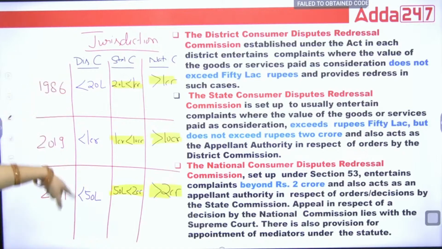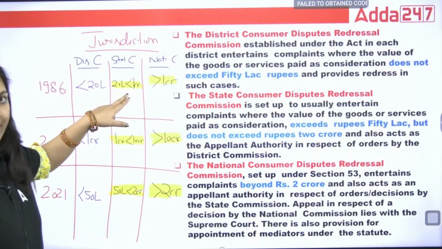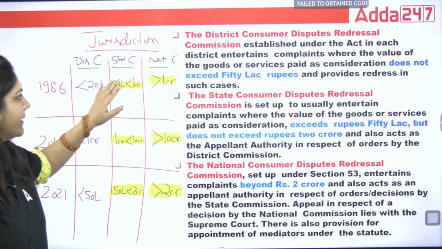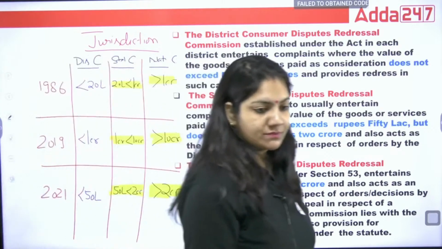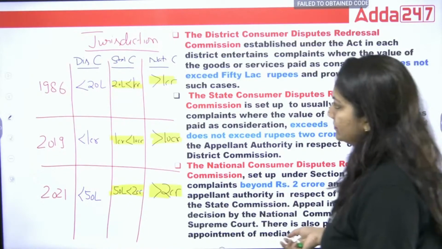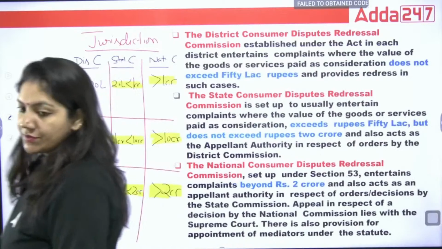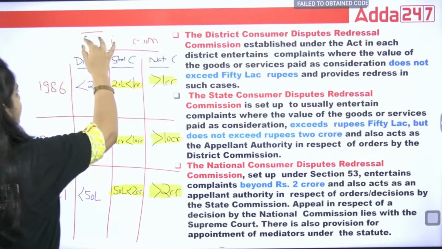Please revise the jurisdiction. If any goods and services is of below 1 crore, suppose of 50 lakh, so under 2019, that will directly go to the State Commission. So this is your jurisdiction. This is your jurisdiction. And one thing I just want to highlight to you.